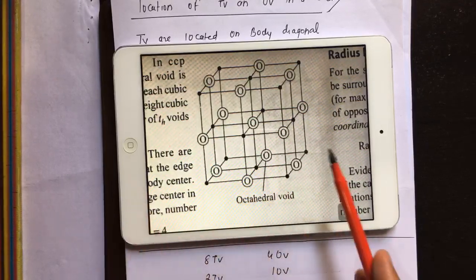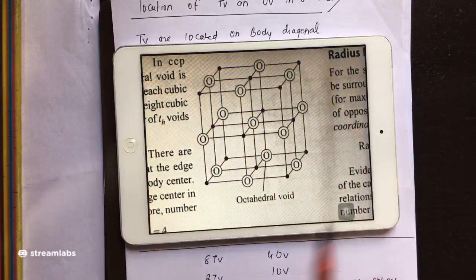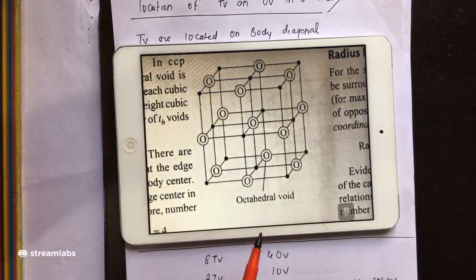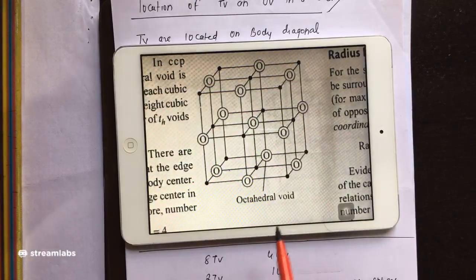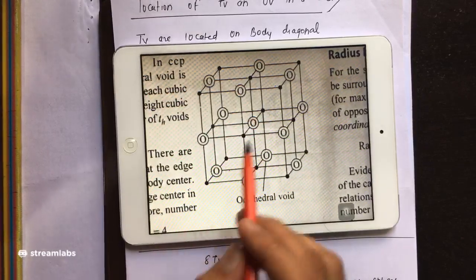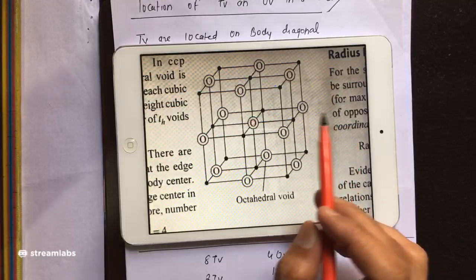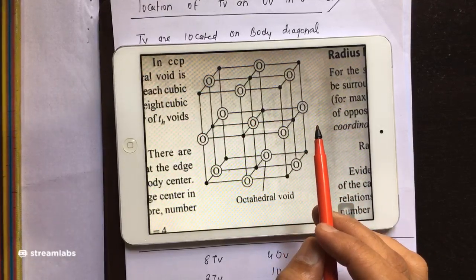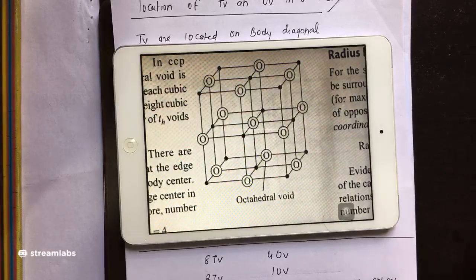So all this which you are talking about is the edge center. On each edge center, there is one octahedral void, okay? And one full octahedral void is present at this point, this one. Got it? It is not sharing with anyone. But the octahedral void present at the edge center has a contribution of 1 by 4. So 12 into 1 by 4 is equal to 3.